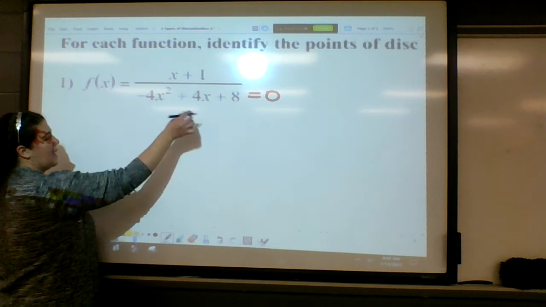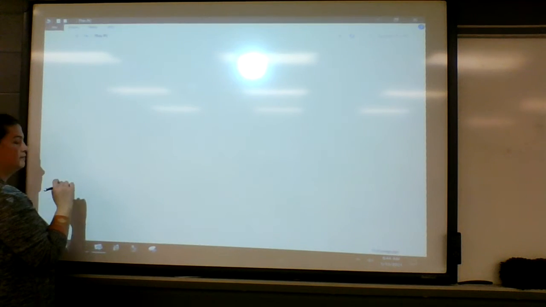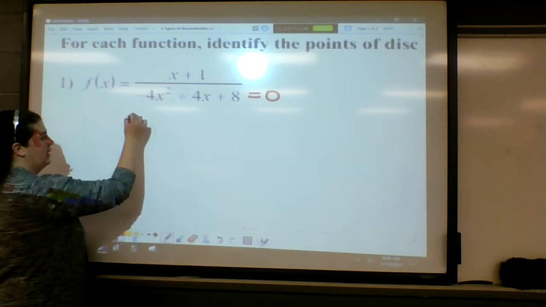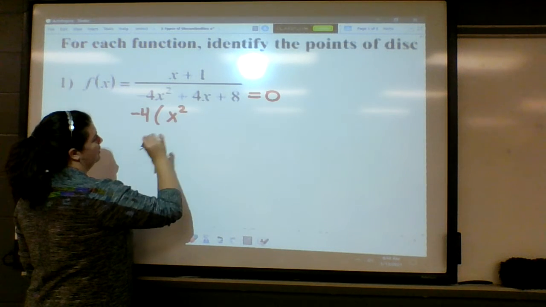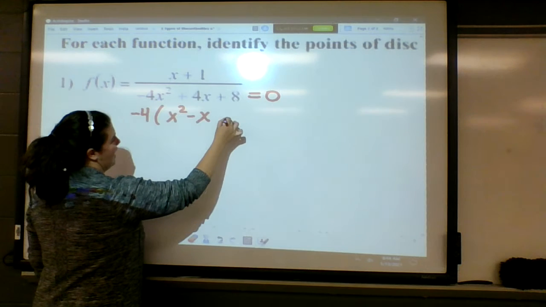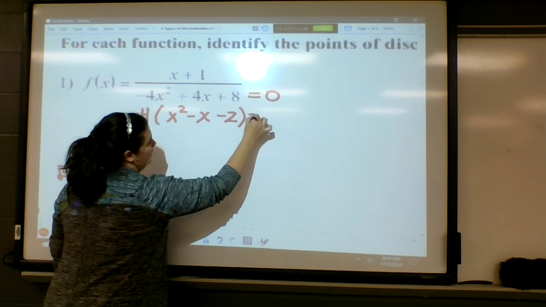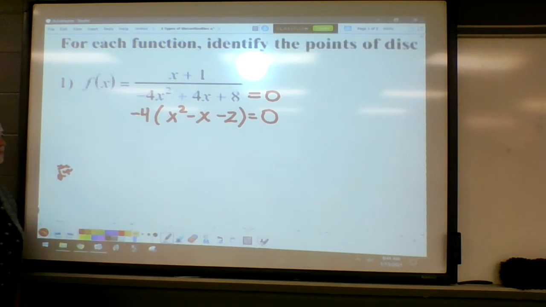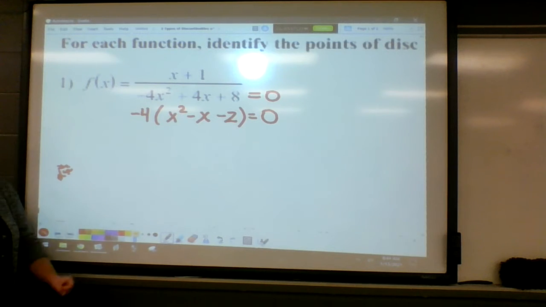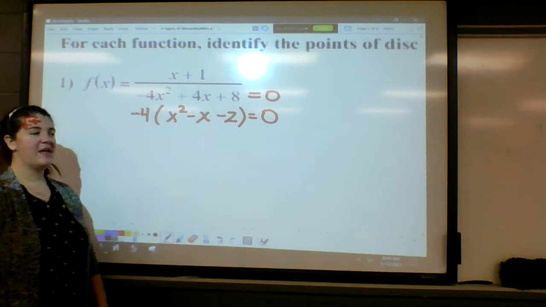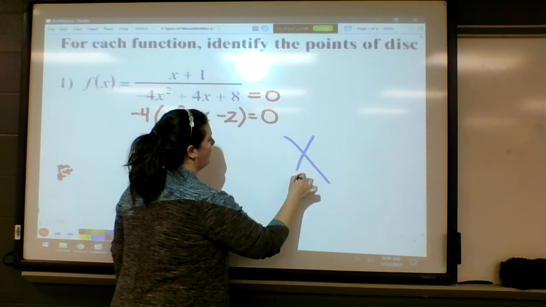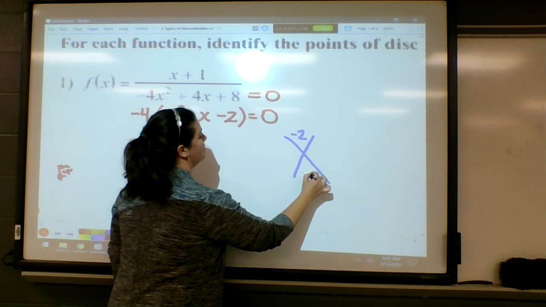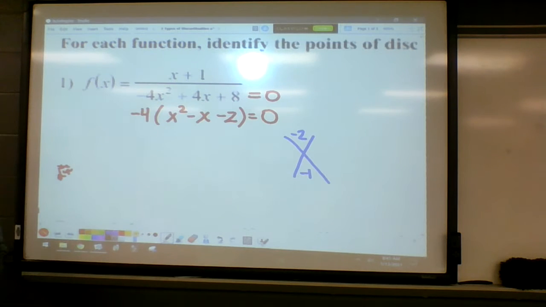So what is the greatest common factor here? -4, sorry. So it'll be x squared minus x and minus 2 equal to 0. All right, x squared minus x minus 2, that will continue to factor, won't it? So two numbers that multiply to be -2 and add up to be -1. What are they?